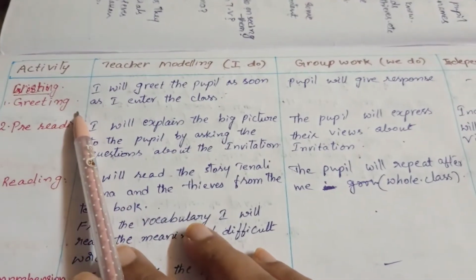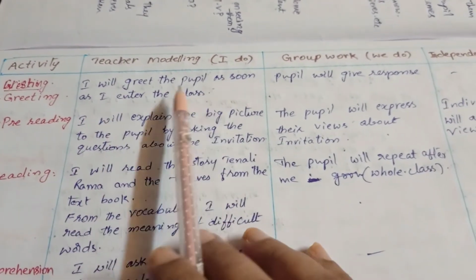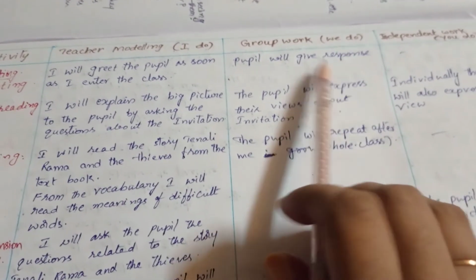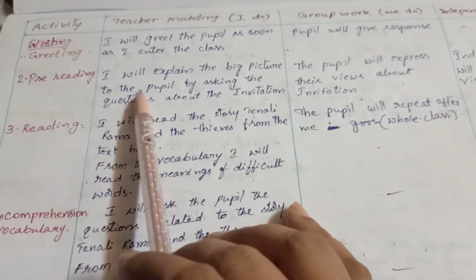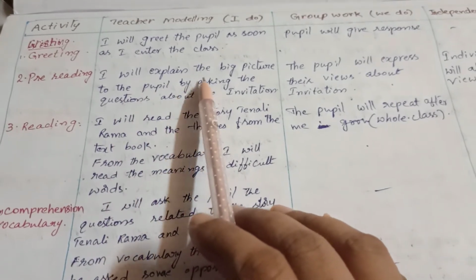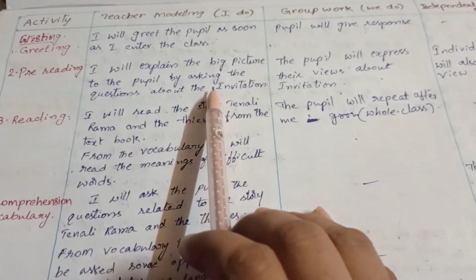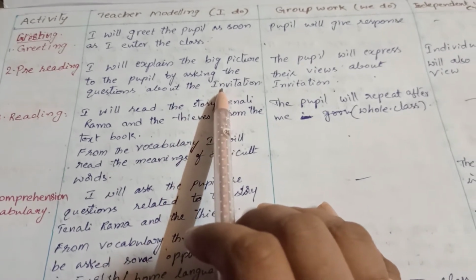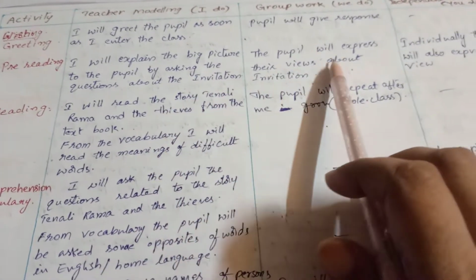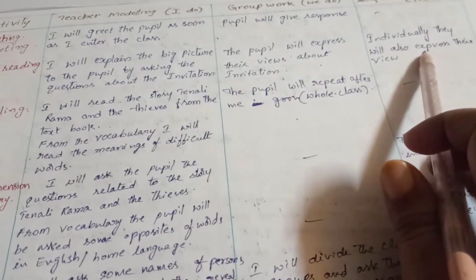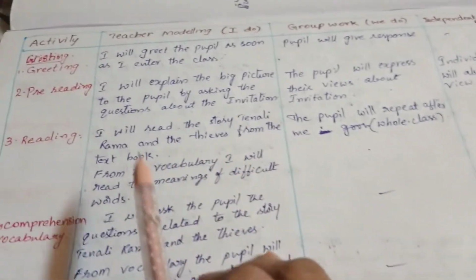First of all, greeting. I will greet the people as soon as I enter the class, and people will give response. Pre-reading. I will explain the big picture to the people by asking questions about the invitation. It is given on the first page as the big picture. The people will express their views about the invitation. Individually also they will express their views.